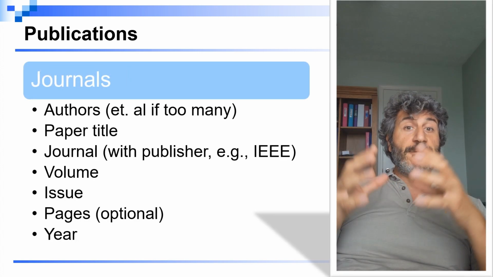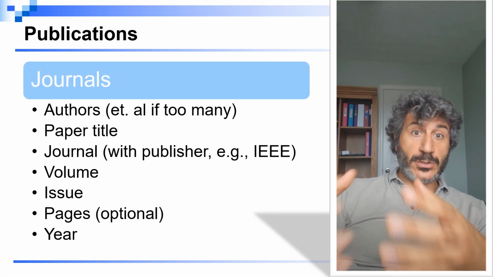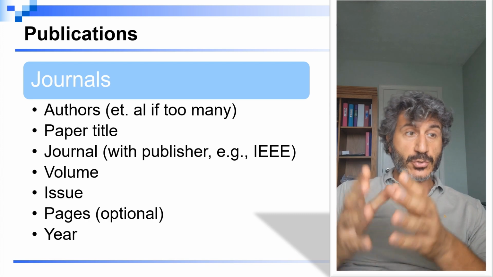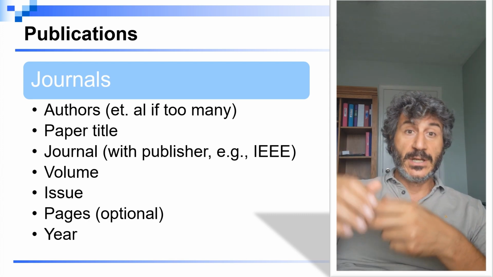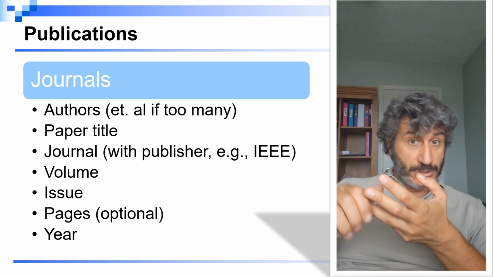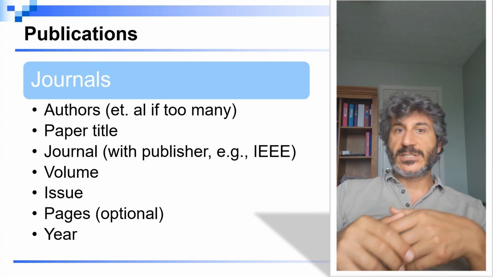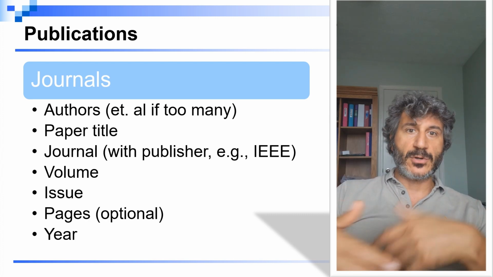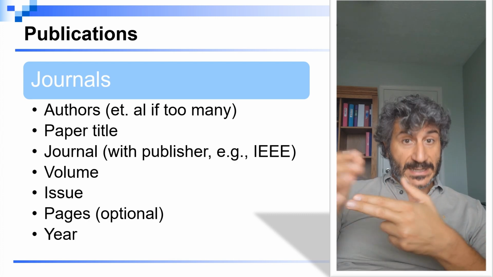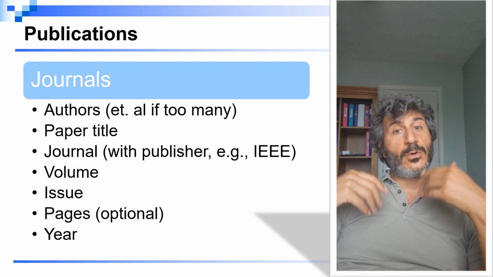Let's now talk about the format of these publications that you're including in your CV. For journals, you should include the list of authors, the paper title, the journal title with the publisher, such as, for example, IEEE or ACM or Elsevier, etc., the volume and issue and year of publication, and also the pages.